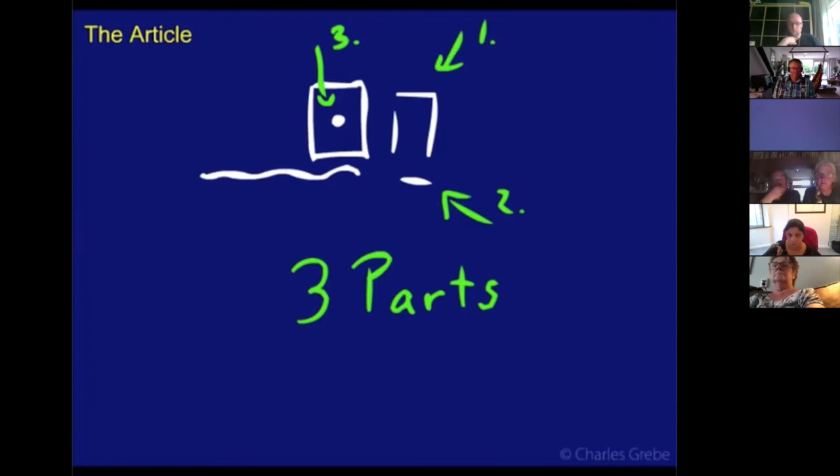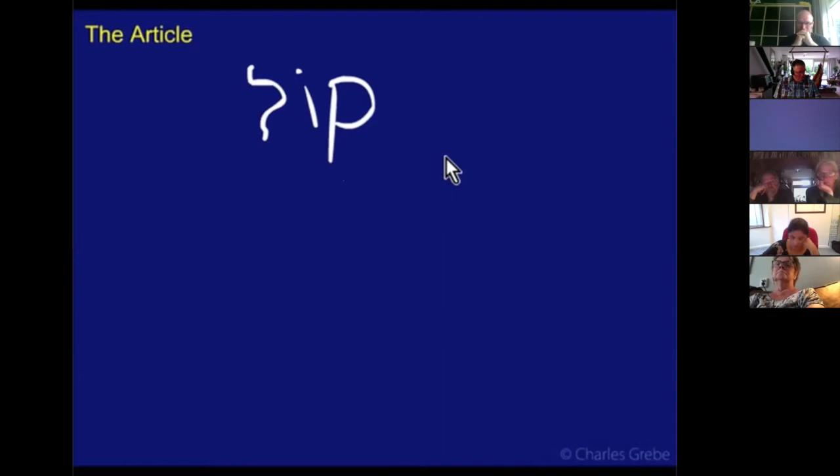So 3 parts to the article, and the article attaches to words as a prefix, just like le, be, and ke. Now let's take a look at a couple of examples. Let's do kol. Kol means voice. So that's kol without the article. If we add the article, there's 3 parts to it. We have our hey, we have our patach, and we have our dagesh forte. So 1, 2, 3. This means the voice. Without it, it would have been voice or a voice.